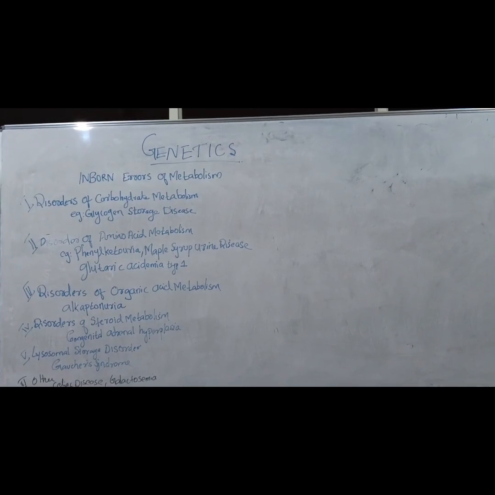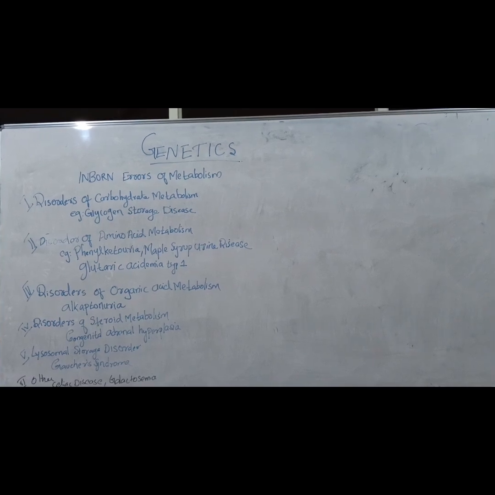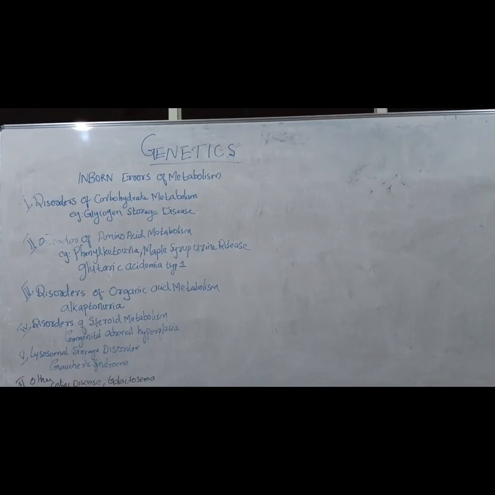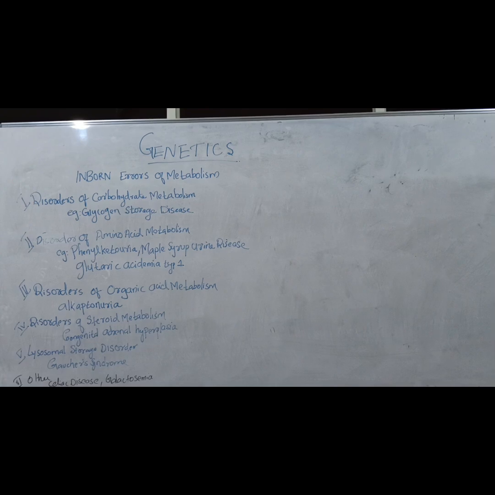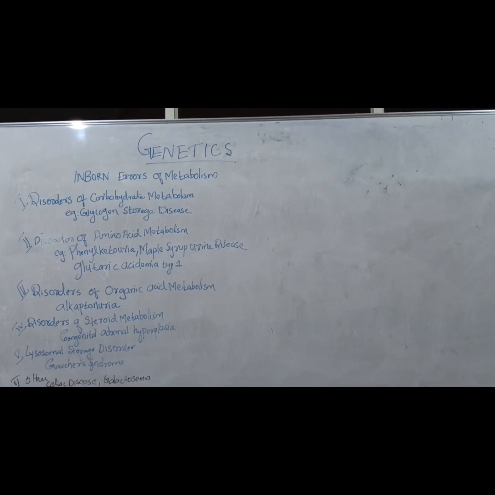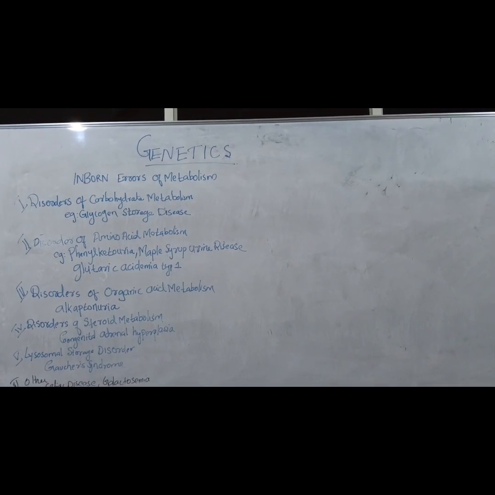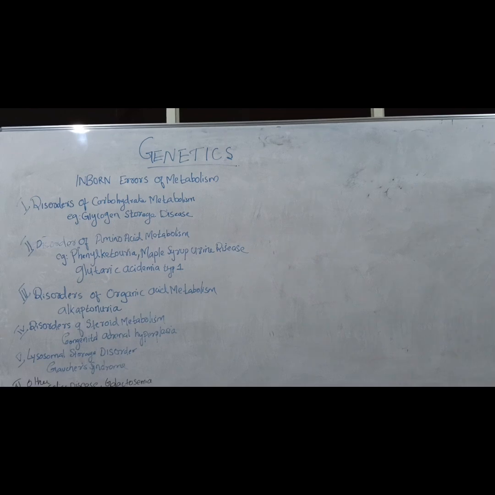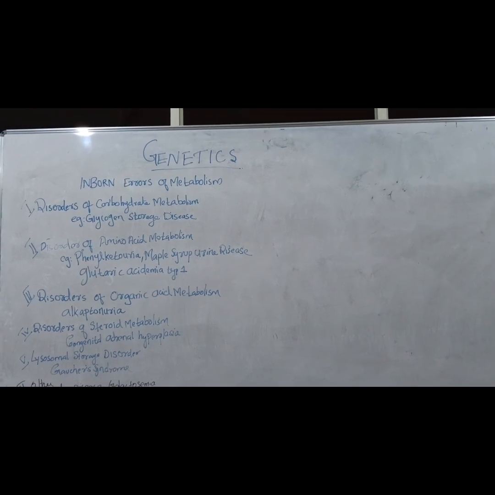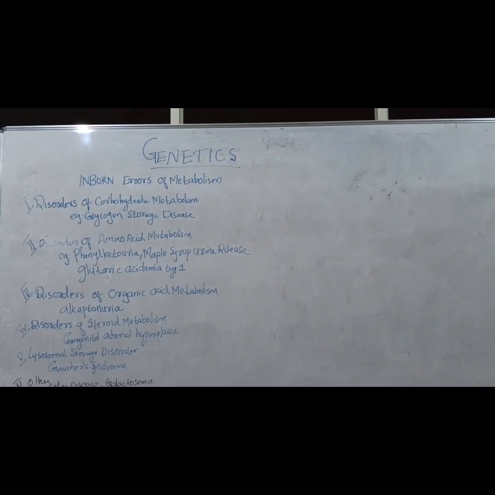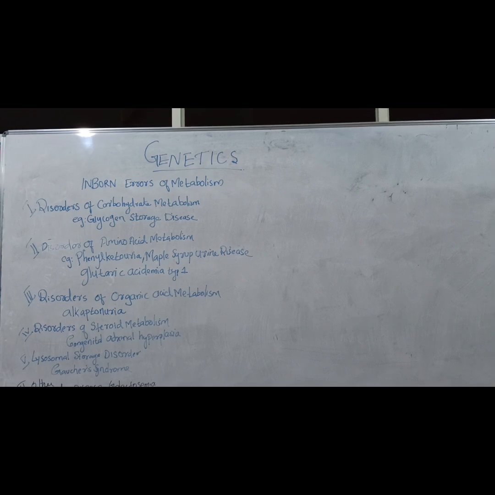The second category is disorders of amino acid metabolism. This question is frequently asked. Specifically mention the disorders of amino acid metabolism, the inborn errors of amino acid metabolism. The examples are phenylketonuria, maple syrup urine disease, glutaric acidemia type 1.